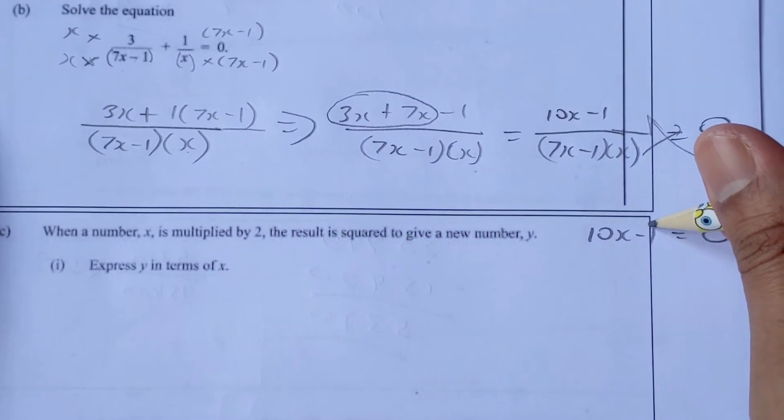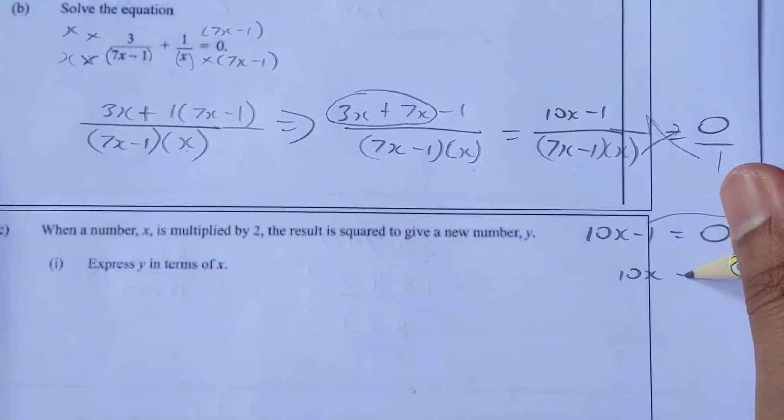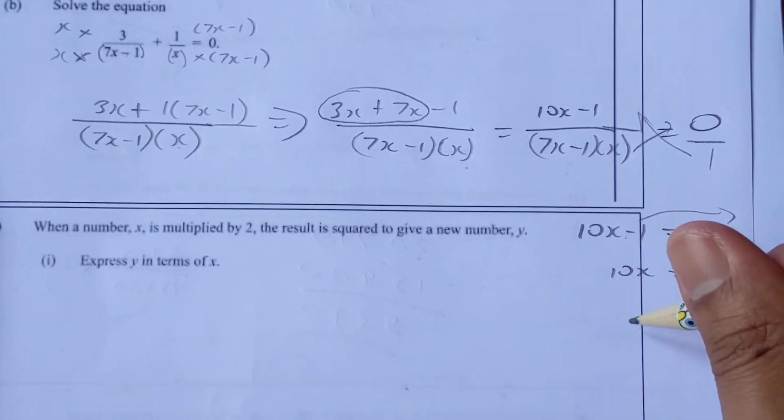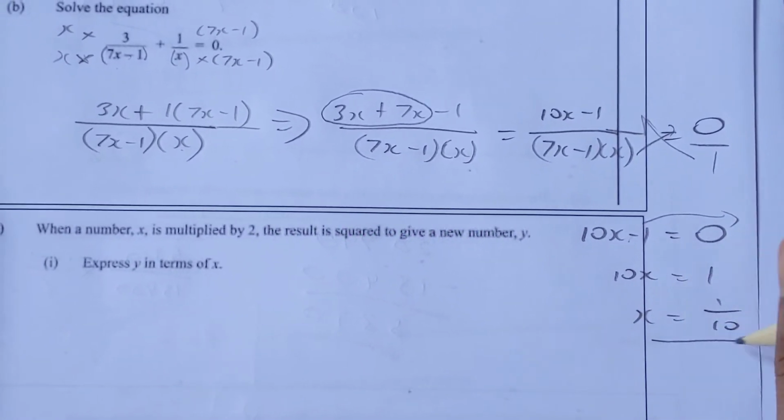So now I solve. I carry across the minus 1. So I have 10x is equal to 1, because the sign is going to change when I carry it across. So x is equal to 1 over 10.